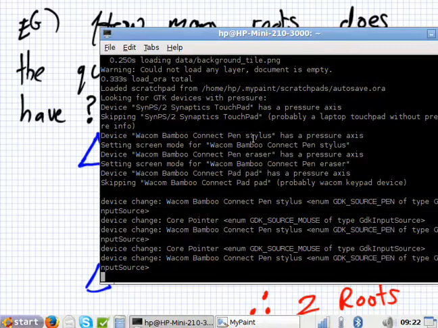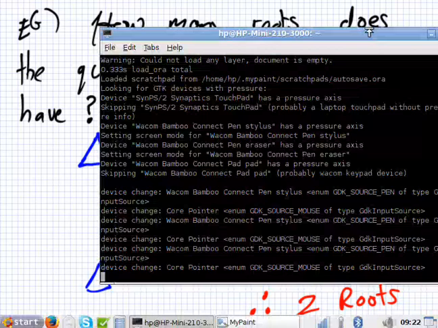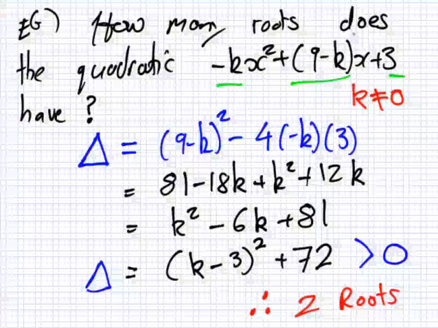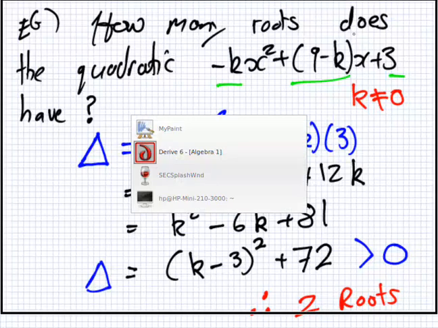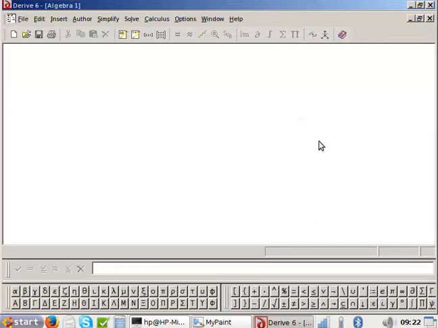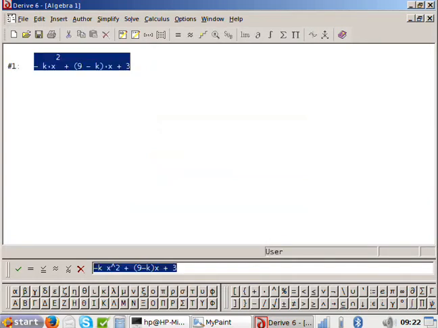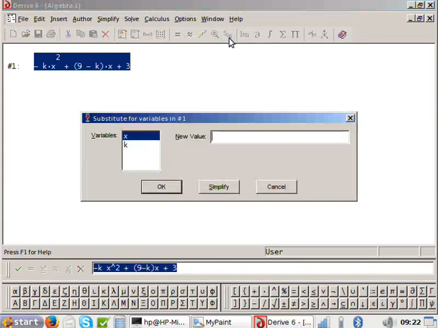So, discriminant is b squared, which is 9 minus k squared, minus 4, and that's the a, and that's the c. So, a, b, and c. That would be 81 minus 18k plus k squared minus 12k. Plus, minus, yeah. k squared minus 6k plus 81.